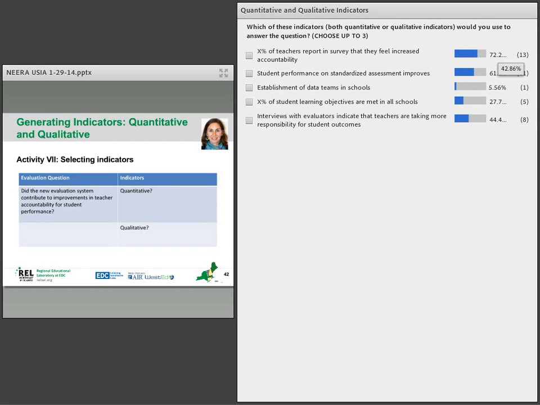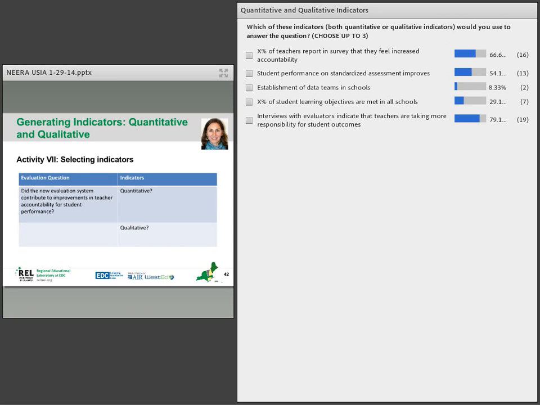So I can see that many of you are choosing a percent of teachers reporting in a survey that they feel increased accountability. So that's teacher self-reporting on feeling higher accountability. Many of you are choosing these interviews with the evaluators. So evaluators are in direct contact with teachers. And what do evaluators say in terms of teachers increasing responsibility for student outcomes?